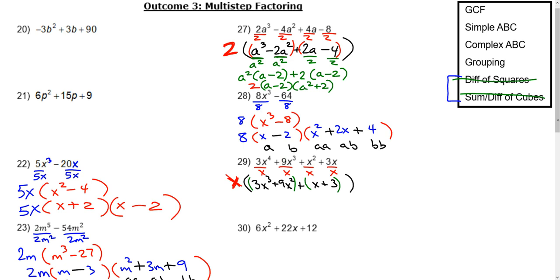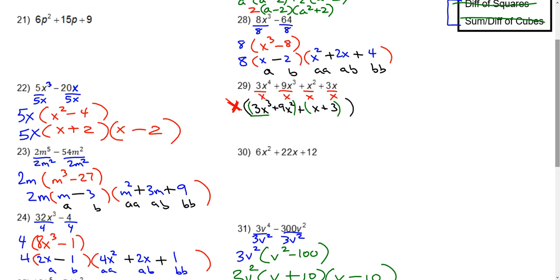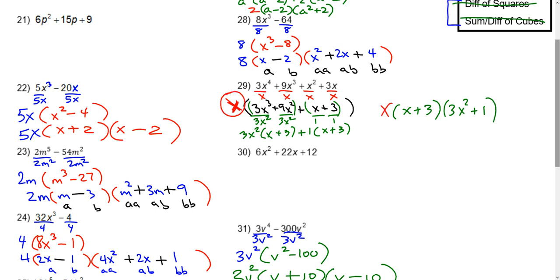When we do our grouping, we GCF each set. So this is 3x squared. This one is actually just 1. We don't usually do that, but that's all you can pull out. So we have 3x squared, parentheses, x plus 3, plus 1, parentheses, x plus 3. So our final answer, I'm going to go off to the side here because I'm running out of room, is x plus 3, 3x squared plus 1. Then we take this GCF, put it back in front. So there's our answer.